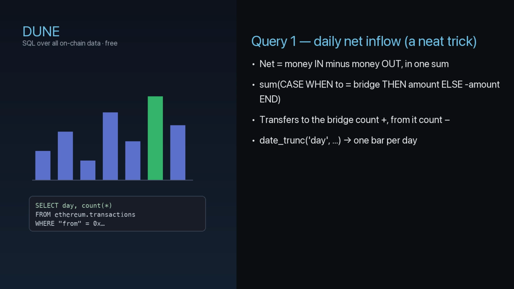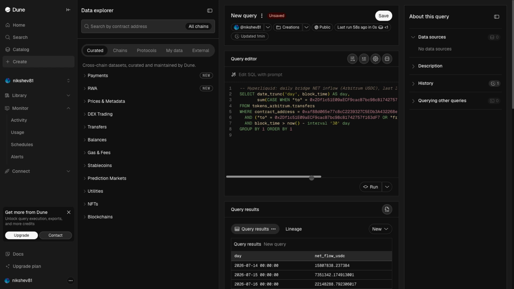For the daily net inflow, we use a neat trick. We want money in minus money out in a single number, so we sum a case expression. When the transfer is going to the bridge, count the amount as a plus, and when it's coming from the bridge, count it as a minus. Add those up per day, and you get the net flow. Positive on days more money came in, negative on days more left. We bucket by day with date_trunc, exactly like episode 1. Let's run it. And there's the real query with real results.